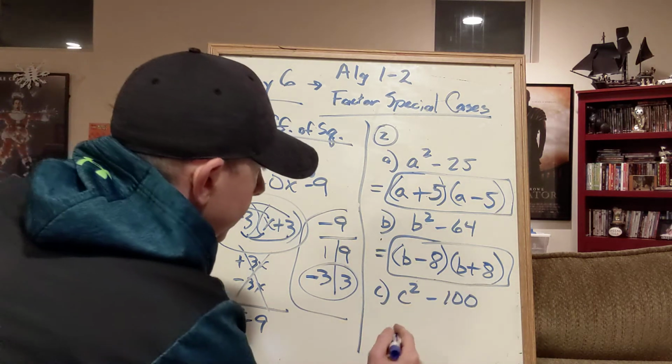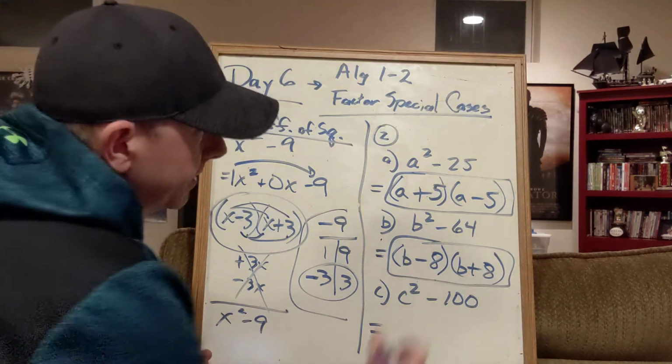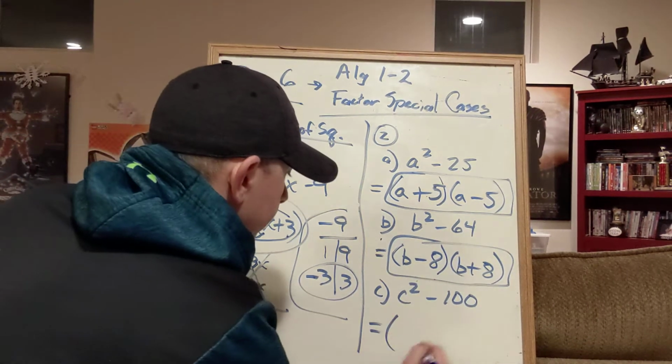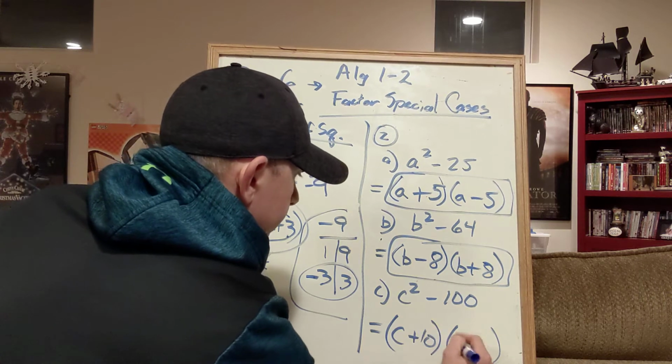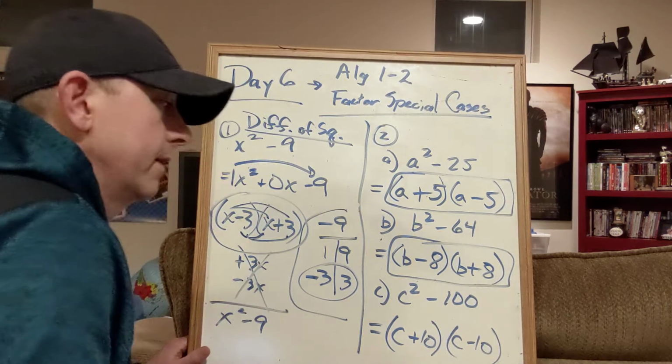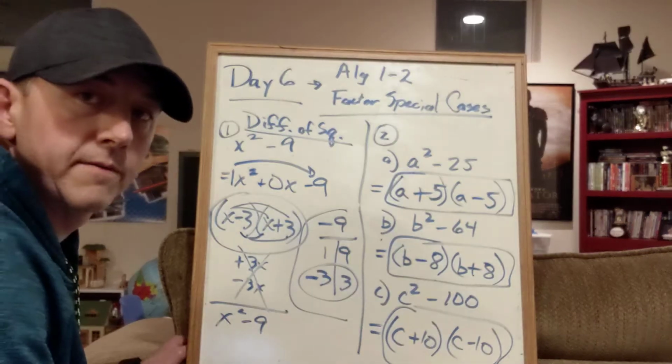Okay. Last one, 100. Now, if this were 99, we couldn't do anything else with it. But because it's 100, and 100 is a perfect square while 99 is not, we can go C plus 10, C minus 10, right? And then again, that's it. So these special cases go really fast.